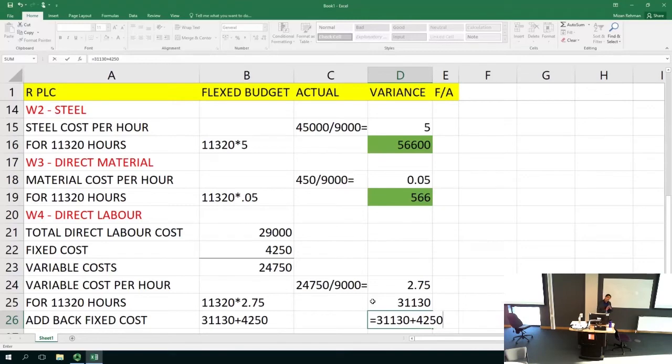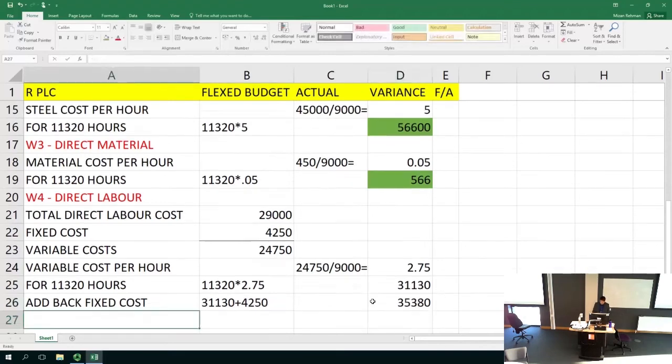You need to add back fixed cost now to get the total cost. And the total cost which we should be spent for 11 to 20 hours is 35,380.